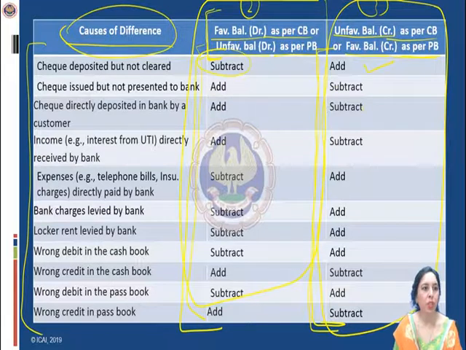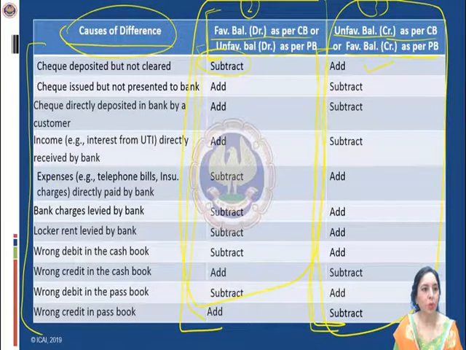Going to the next transaction, checks directly deposited into the bank by a customer. So here the effect has been given in the passbook, whereas not entered in the cash book. So this is to be added in case 1 and to be subtracted in case 2. Then next transaction, income. For example, interest on UTI or any other security has directly been received by the bankers. In that case, it is to be added in case 1 and subtracted in case 2.